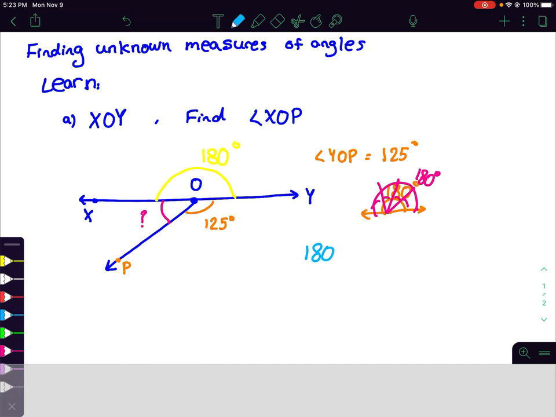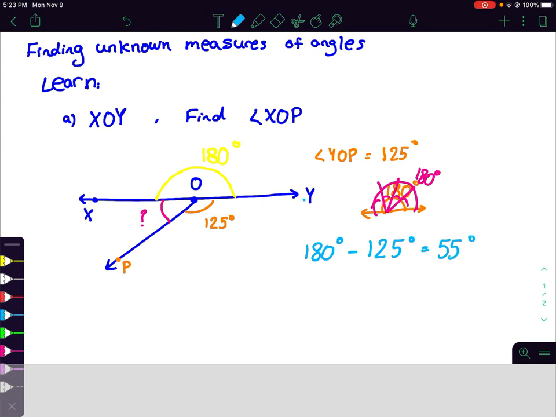So the only thing we need to do is to say 180, which is the total, minus 125, which is this angle YOP. When you subtract it, you get 55 degrees. So this angle is 55. So the angle XOP equals 55.